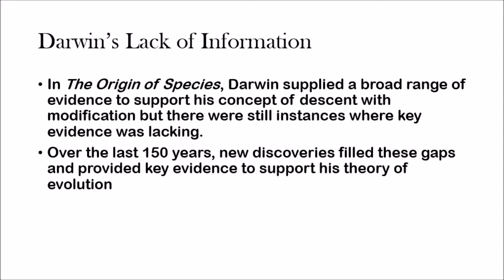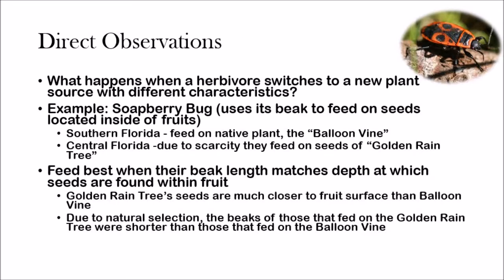Like I said, Darwin had a lack of information, and we've had 150 years to fill these gaps of key evidence. Okay, let's just move on. Direct observations: these are direct observations of natural selection which we have seen in the past 150 years, which really supports natural selection. Now, we've seen thousands and thousands of examples of direct observations, but I'm just going to give you one here, and it's with this bug called the soapberry bug.